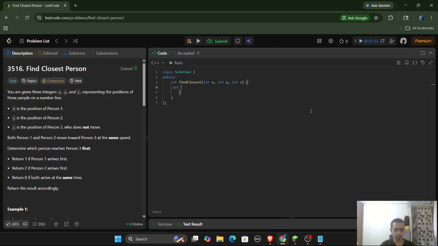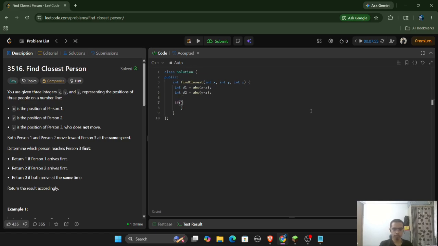We will calculate the distance here. We will write distance 1. Here we're going to use absolute, which will return a positive value every time: x minus z, person 1 minus person 3, and another distance, which will be y minus z, person 2 minus person 3.